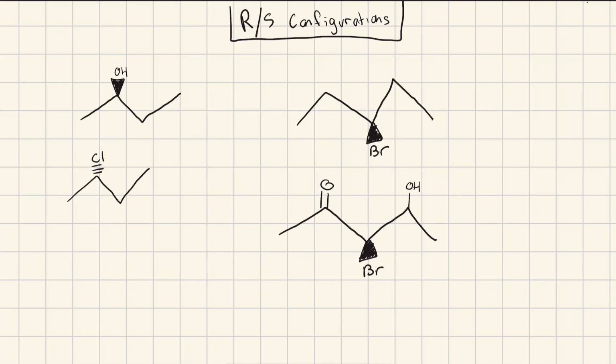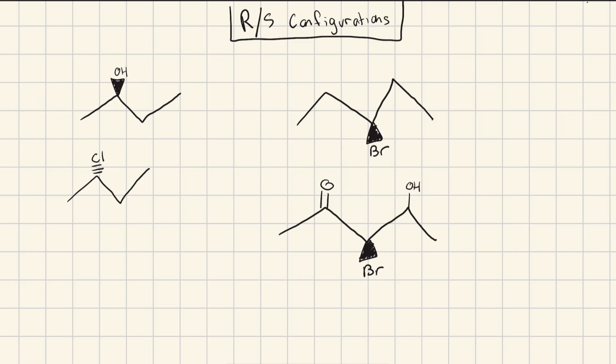In this video, we're going to look at how to assign R and S configurations to chiral centers. R and S configurations are basically a way for us to tell how our molecule is oriented. So if we look at this first example here, we have 2-butanol. It's butane with an OH group coming out on a wedge.